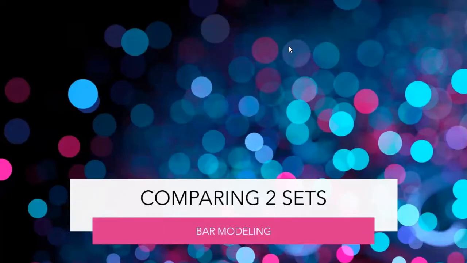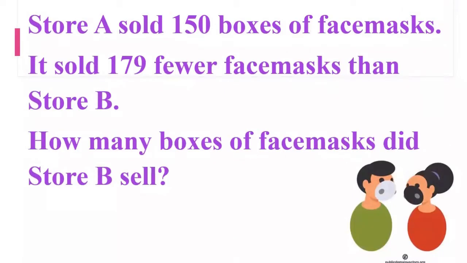Hello everyone. So I'll be sharing with you how to solve using comparing two sets, or simply using the comparing bar model, in this type of problem. Here we go. The problem is: store A sold 150 boxes of face masks. It sold 179 fewer face masks than store B. How many boxes of face masks did store B sell? Anyway, this is a grade 2 word problem, and this is how you solve it.